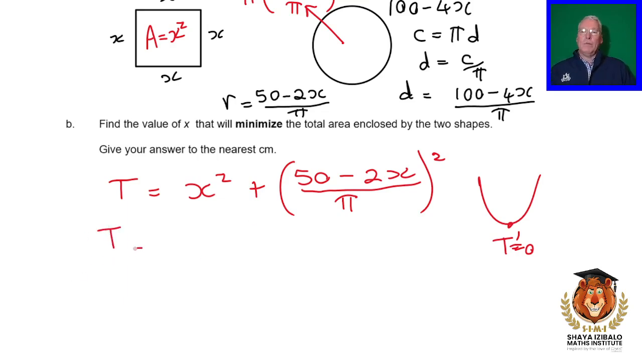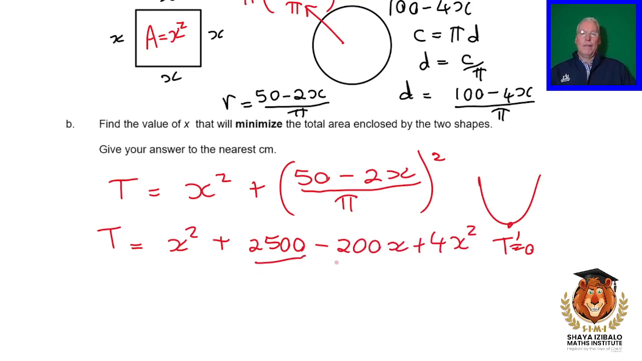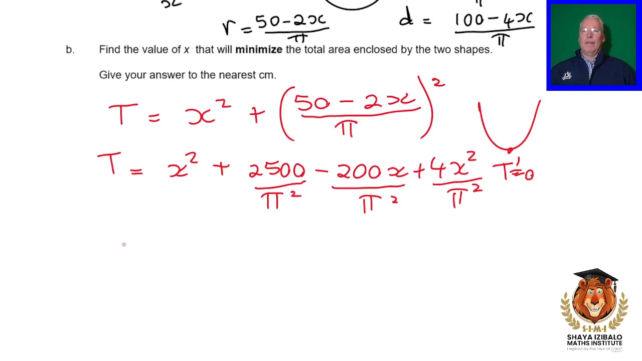We get t equals x squared plus 2,500. This product doubled, so minus 200x plus 4x squared, and all of these things are over pi squared, but we could actually write them like that: pi squared, and pi squared. Pi squared is just a number. Right, now we're going to differentiate.